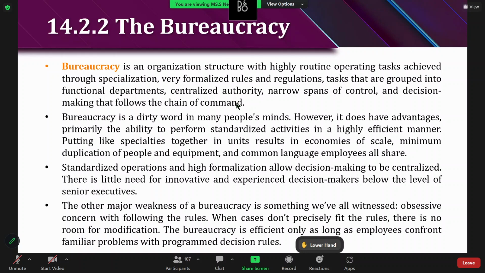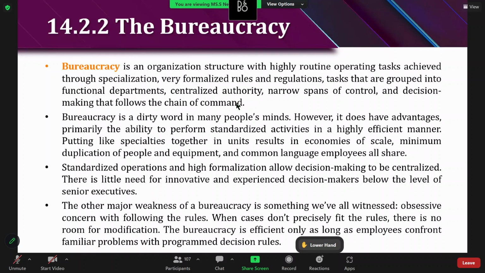For example, the primary advantage is the ability to perform standardized activity in a highly efficient manner. If the organization is performing standardized, routine activities, then bureaucracy is the most suitable organizational structure, because it can perform them in a very efficient way by putting specialists together, as it's departmentalized on the basis of function. People having expertise in a particular function are all grouped there, making the decisions and doing the task. That results in high efficiency and effectiveness.